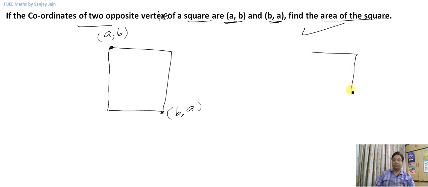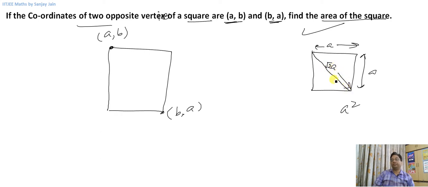So we know that if I have got a square, let us say I have got this side of the square as a, so what will be the area of the square? It will be a square. But if I ask you what will be the diagonal of this square, you will say it will be equal to root 2a, right? How? Because you can apply Pythagoras theorem and find it out yourself that the diagonal is root 2a.